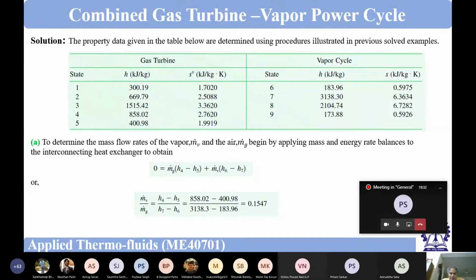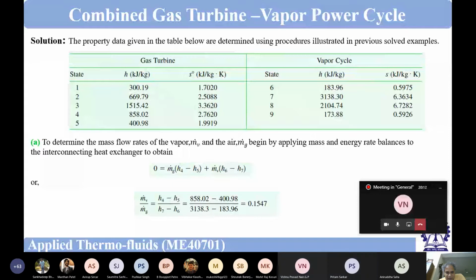Very high air fuel ratio is there in the case of a gas turbine power plant. I am considering a common fuel, let's say some sort of oil that is injected and burned. So here the mass of vapor compared to air is very less, is it not? 0.1547. Yes, sir. So that is the thing.